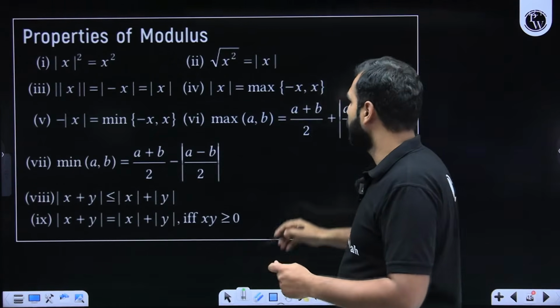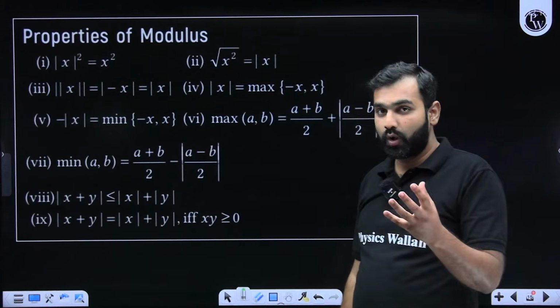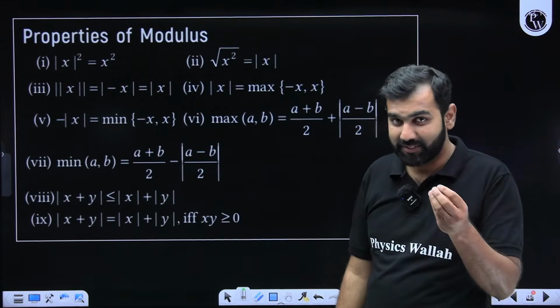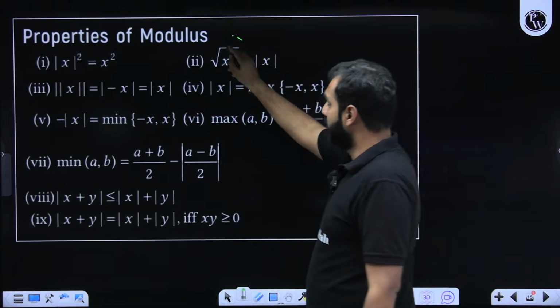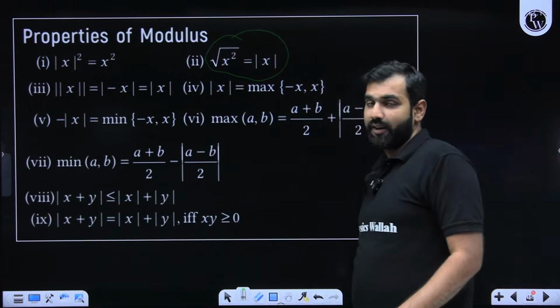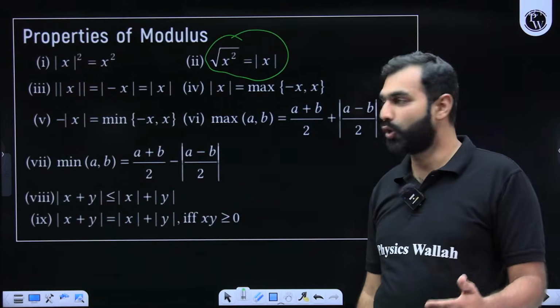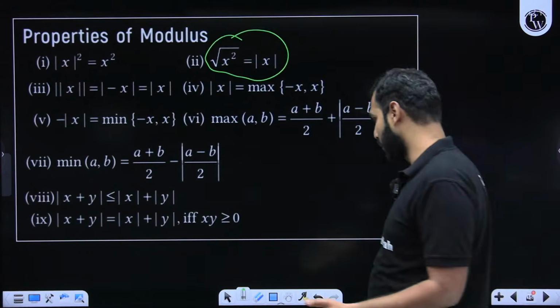For example, look at this one. Under root over x square is always mod x. I hope you remember that. This is a simple catch where students commit a lot of errors, and IIT JEE loves falling you into this kind of trap where you take under root over x square as x. That's a problem. I hope you know that.